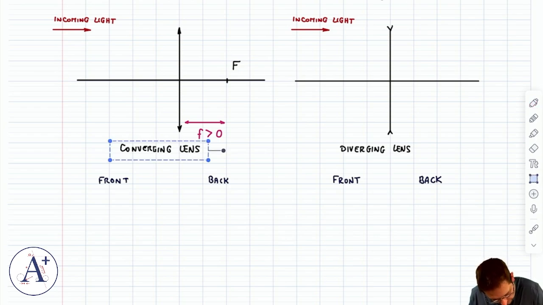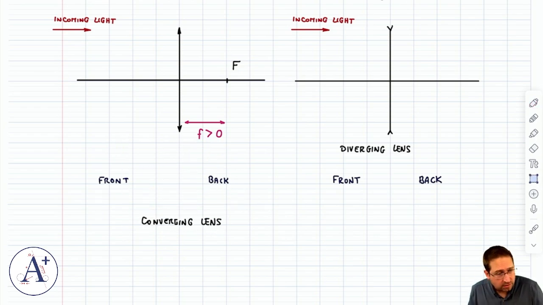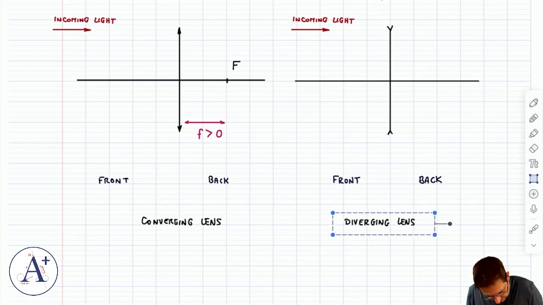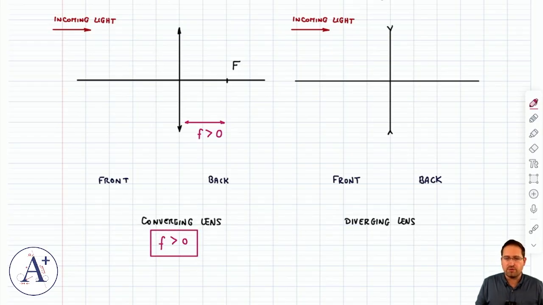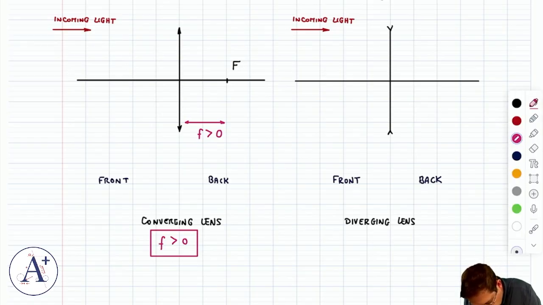So converging lens, diverging lens. Converging lens, F is positive. But there's no formula for it. Typically you're given it or you solve for it. But I can't say it's r/2. There is no radius. This is not a piece of a sphere. This is just a lens. So there's no radius to be had, and there's no relationship between F and the radius.